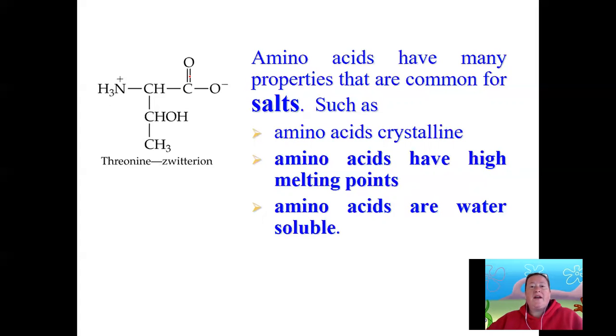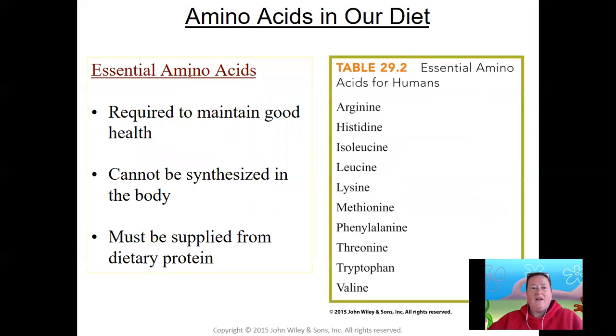So a reminder that the reason that we get that left-handed amino acid is because that is what our bodies use for the production of proteins in protein synthesis. When those amino acids are coming together, it has to be the left-handed variety.